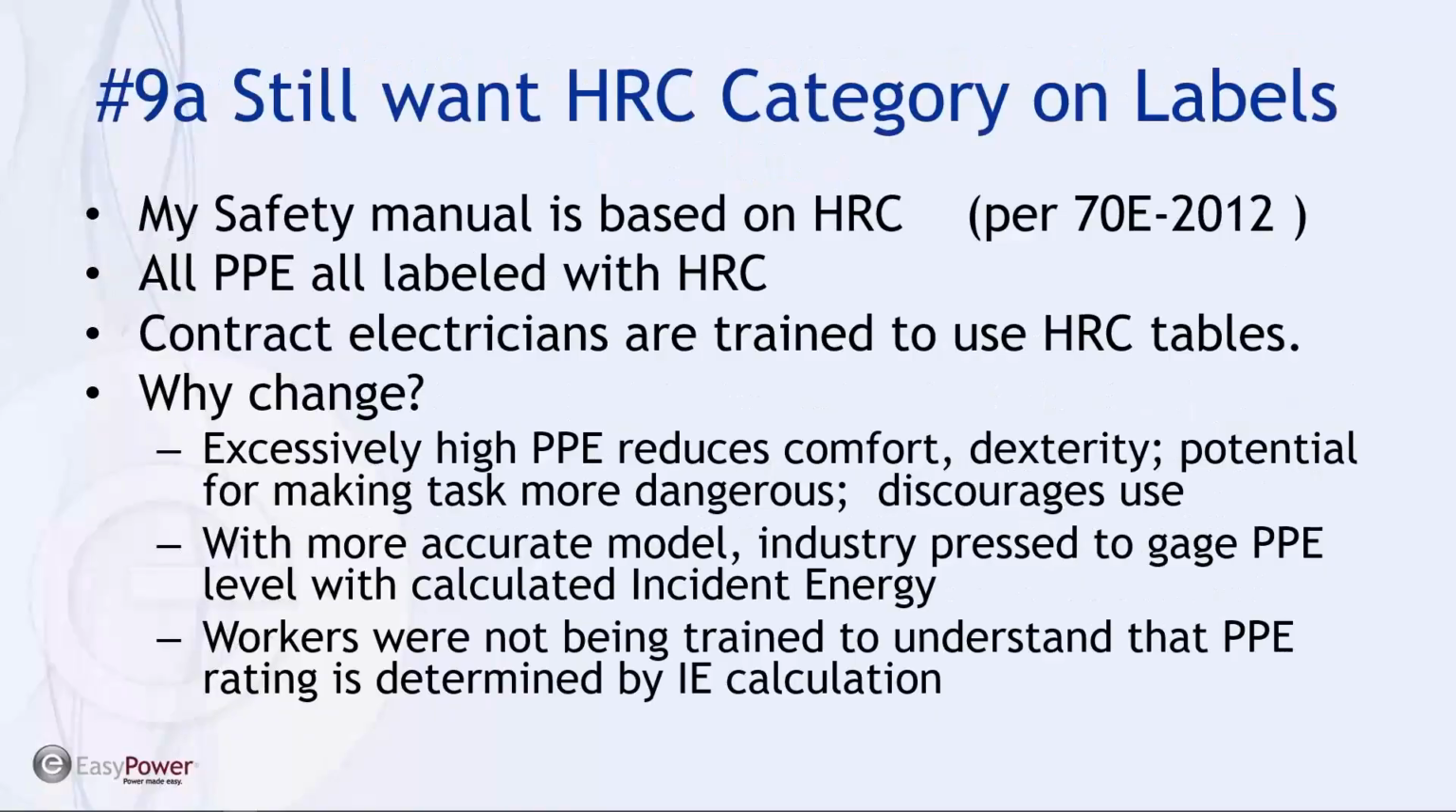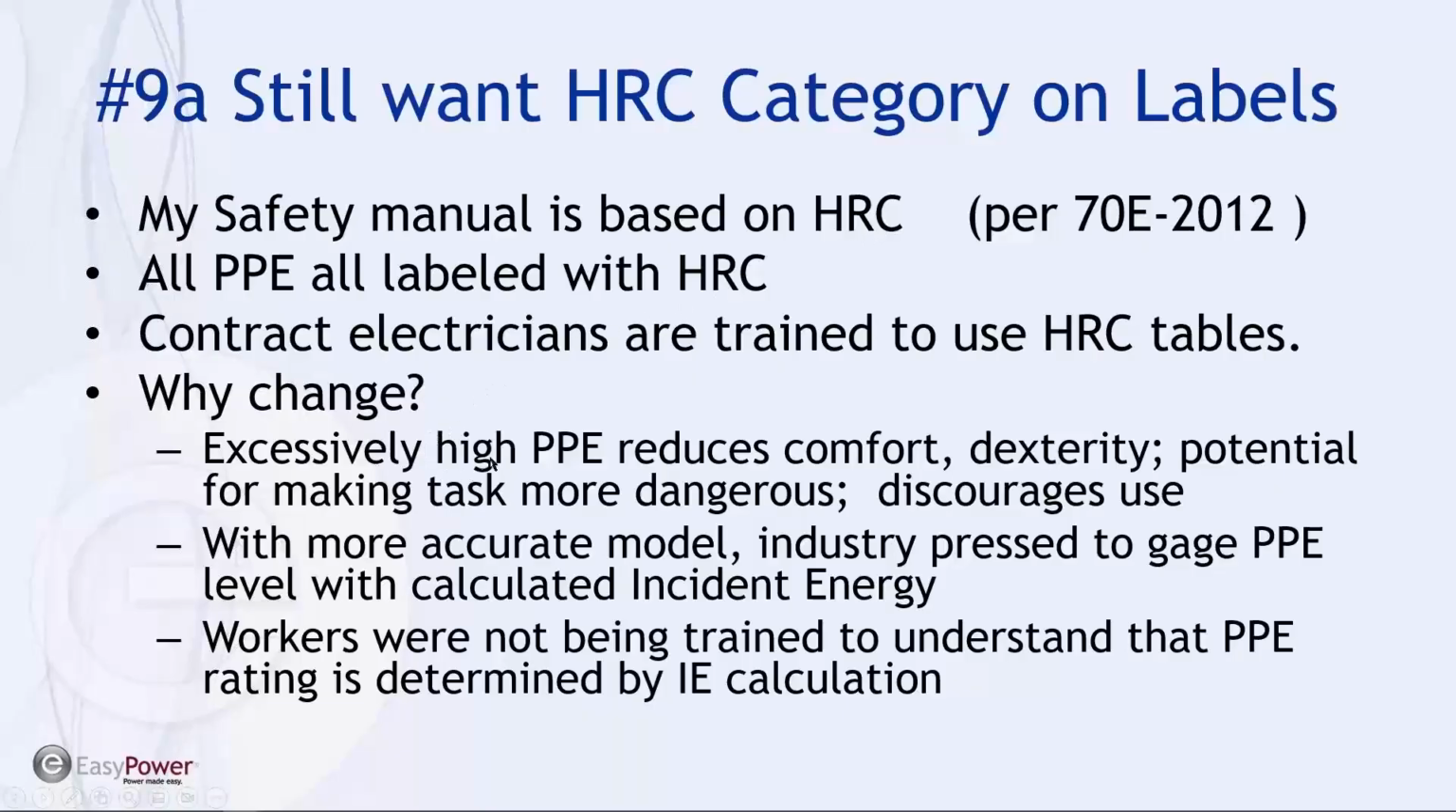Mistake number 9. I still want to put a hazard risk category on my labels. My safety manual is based on HRC. All my PPE is labeled with HRC. Even the contract electricians are trained to use HRC tables. Why change? Well, back in 2012, the procedure included looking up the PPE based upon the incident energy calculated on a table that was referred to as the HRC or hazard risk category.